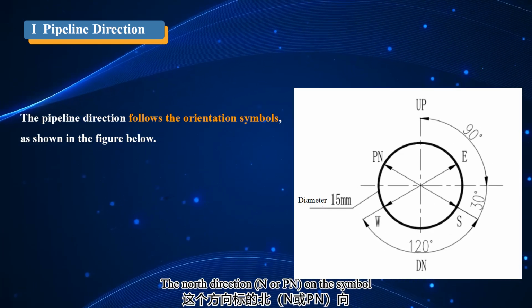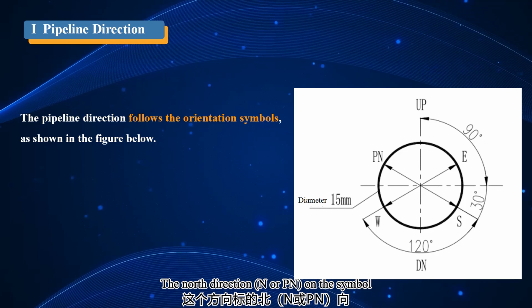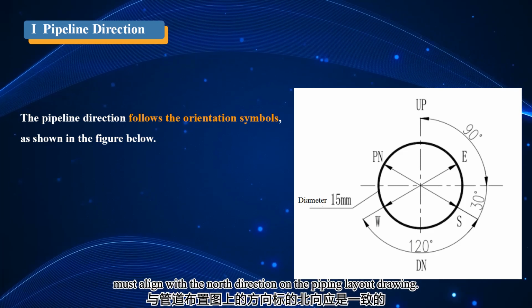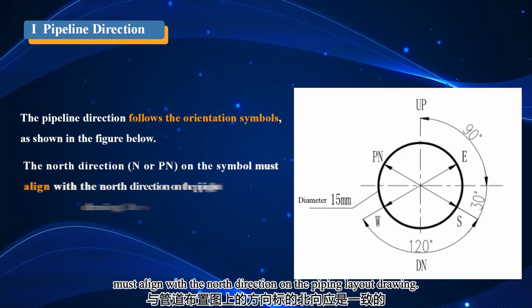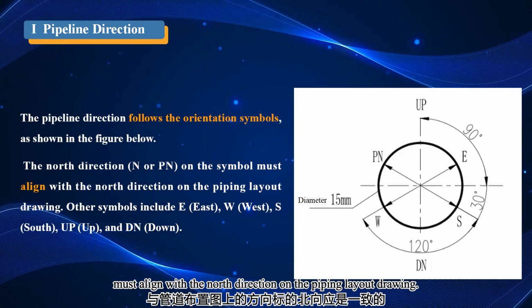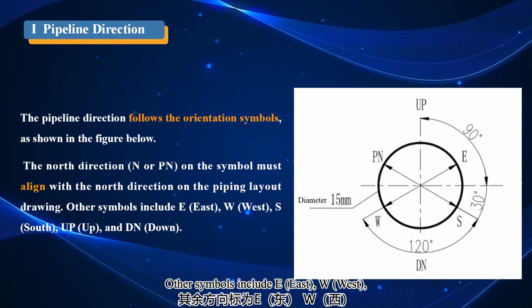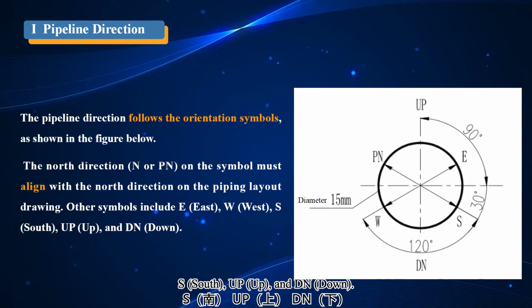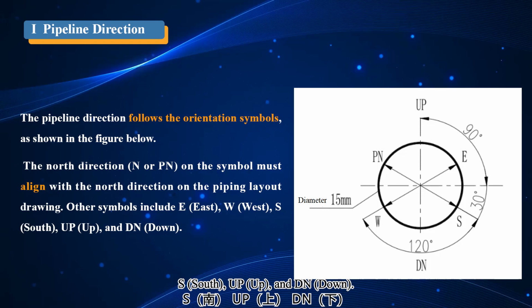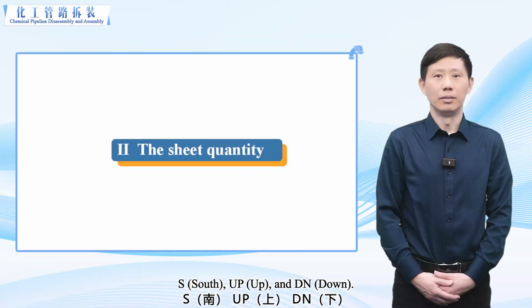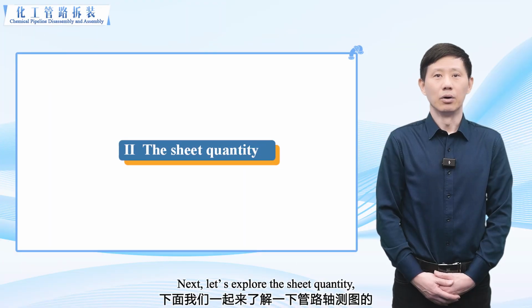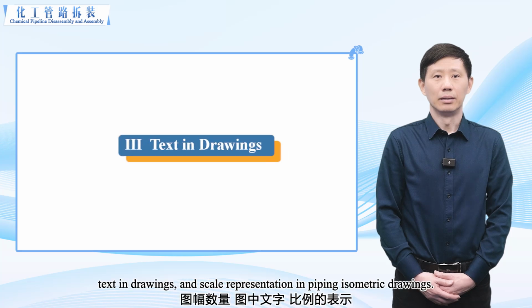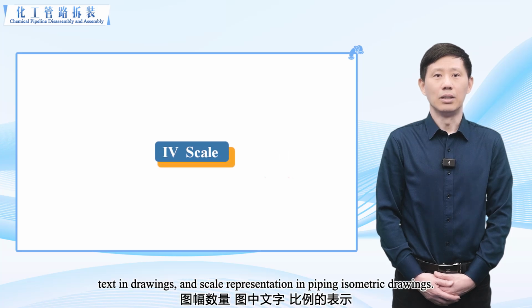The north direction, N or PN on the symbol, must align with the north direction on the piping layout drawing. Other symbols include E, east, W, west, S, south, up, and D, down. Next, let's explore the sheet quantity, text in drawings, and scale representation in piping isometric drawings.